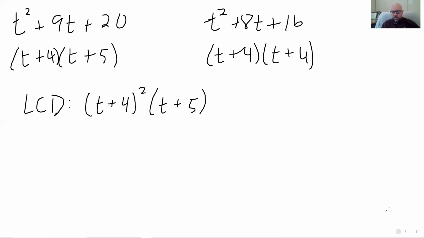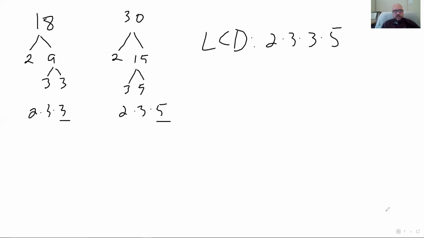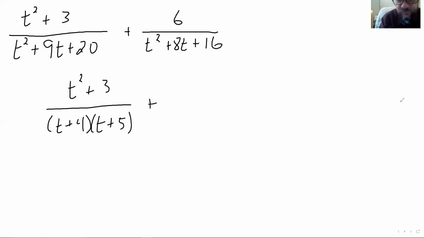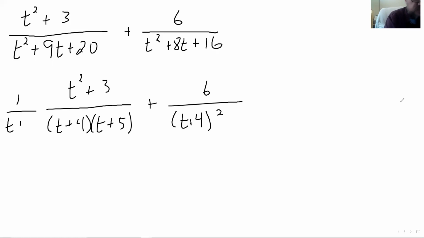We're going to go back to the page we were on, which is like page 4. And I'm going to replace this as t squared plus 3 over t plus 4, t plus 5. And this is plus 6 over t plus 4 quantity squared. And then I'm going to multiply by the things that I'm missing, which was 1 over t plus 5. 4, I meant 4. And then this one was 1 over 1.